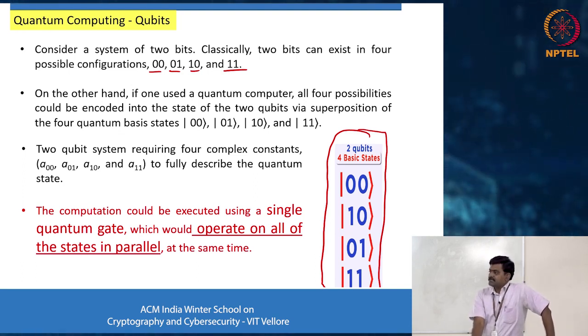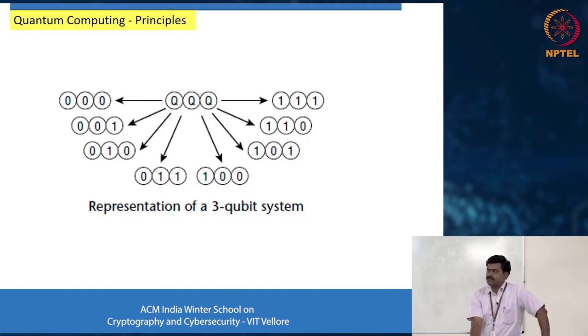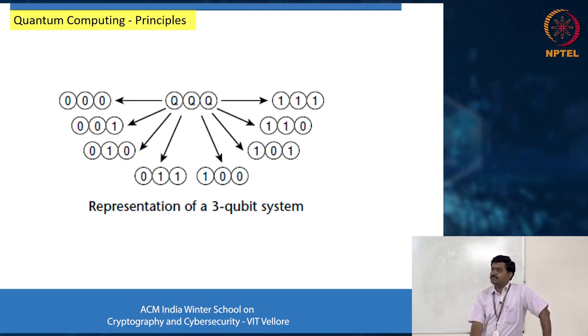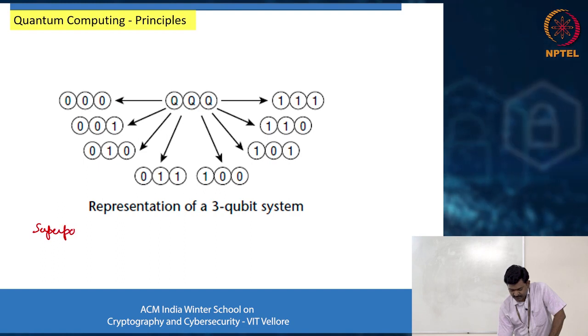All states are possible at a time. Similarly, if it is 3 qubits, now think of the number of qubits. What we said, because of superposition, that is one aspect.